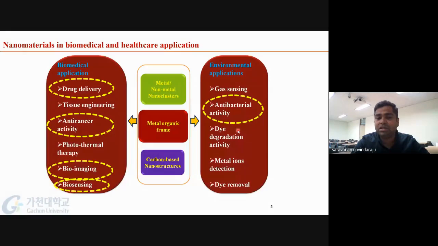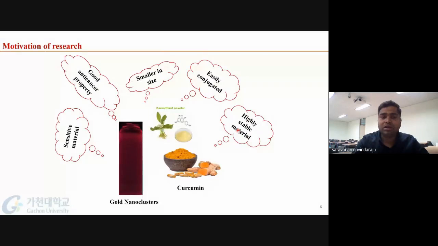So what is the morphology, and how does the morphology change? It happens in the bacteria when the gold nanoparticle enters the bacteria, using laser irradiation and UV radiation. Those two separate things we did for that antibacterial study. But here we are focusing on gold nanoclusters, and what flavonoid or biomaterial it is possible to functionalize with the gold nanocluster.